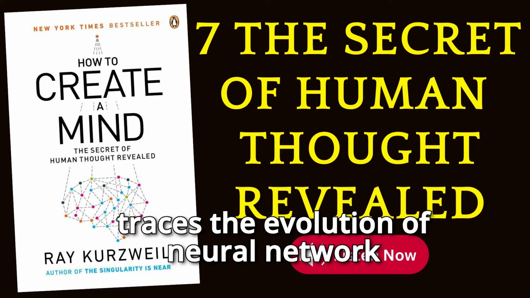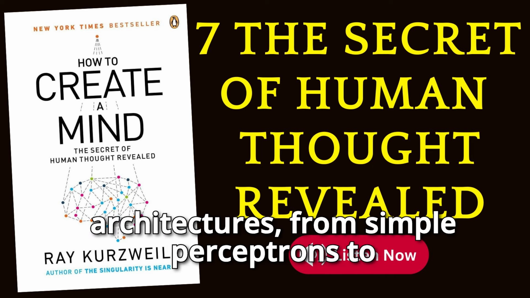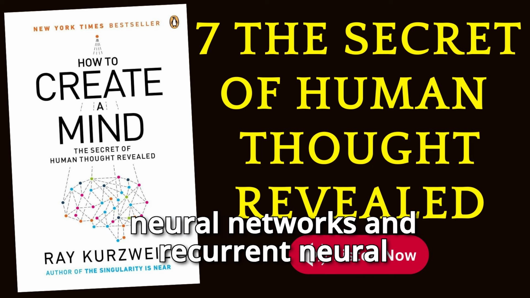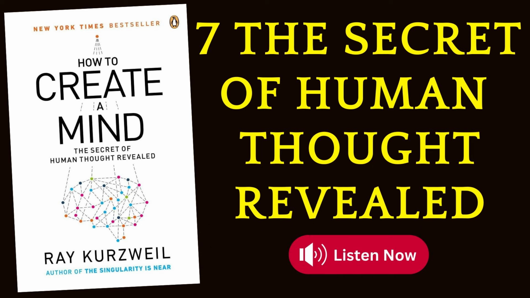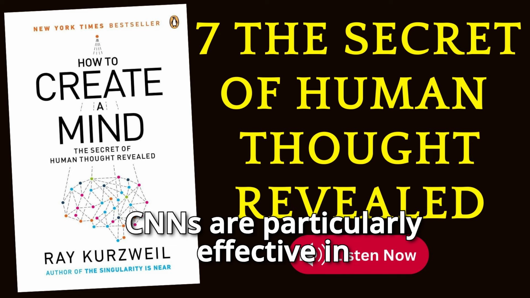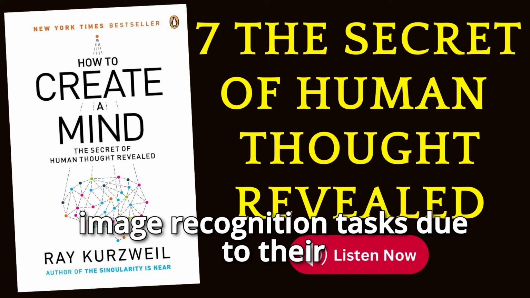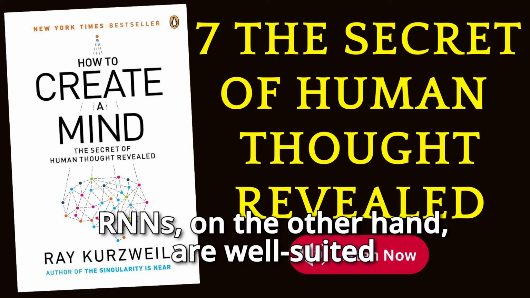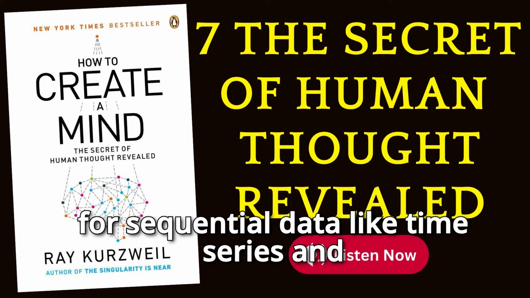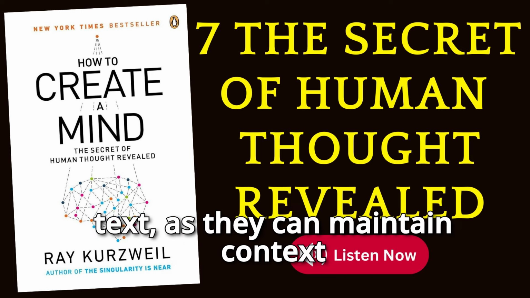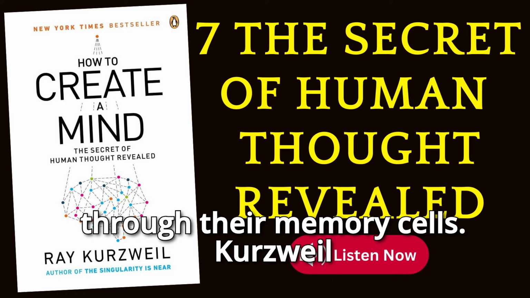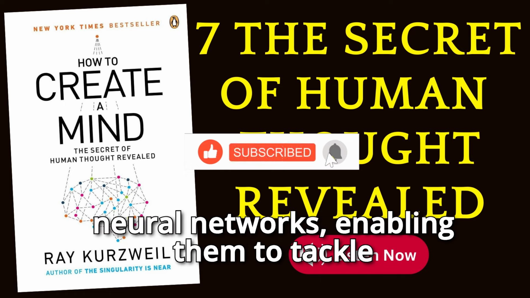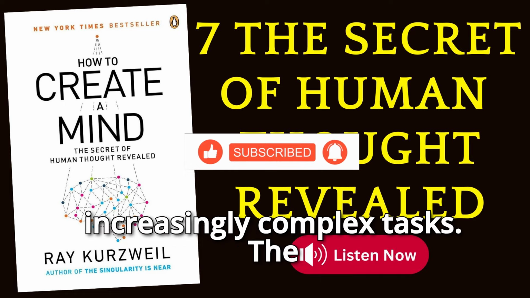Narrative: Kurzweil traces the evolution of neural network architectures, from simple perceptrons to more complex models like convolutional neural networks, CNNs, and recurrent neural networks, RNNs. For instance, CNNs are particularly effective in image recognition tasks due to their ability to automatically detect hierarchical patterns in visual data. RNNs, on the other hand, are well suited for sequential data like time series and text, as they can maintain context through their memory cells. Kurzweil highlights that these advancements have significantly improved the performance of neural networks, enabling them to tackle increasingly complex tasks.